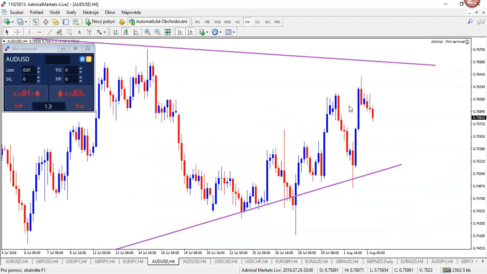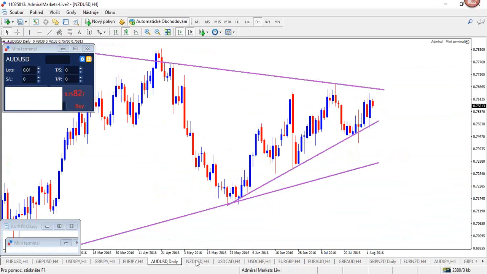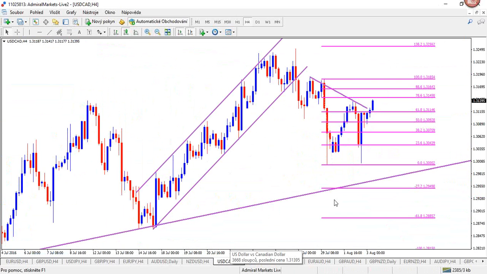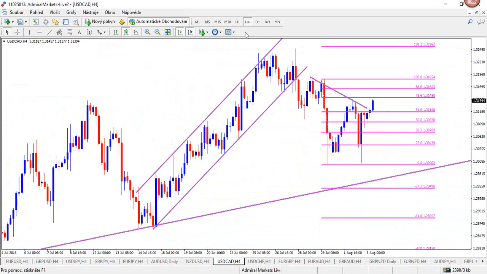All right, the Aussie hit the target that we were talking about, considering the bounce, though it didn't get to the second one. I'm not a big fan of this Aussie at this point. It's a very tight triangle. All right, dollar CAD made a bounce at this level, but didn't break the support, as you can see. All right, let's move on.